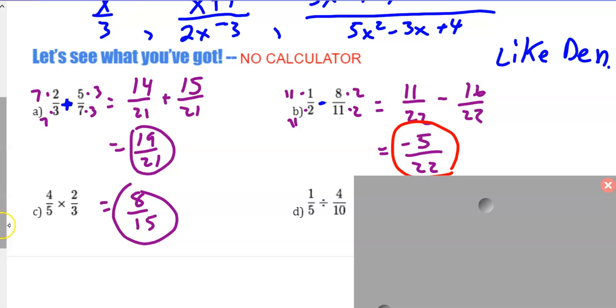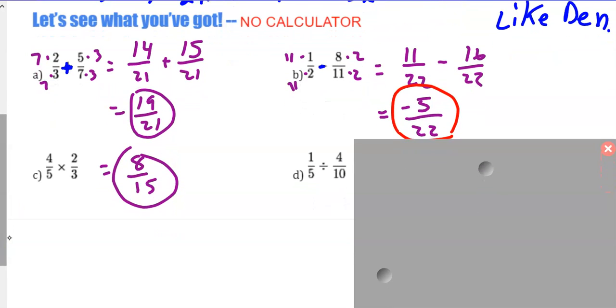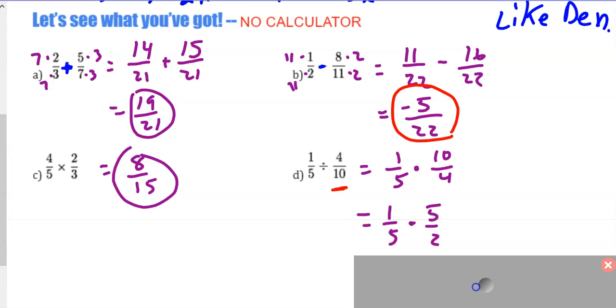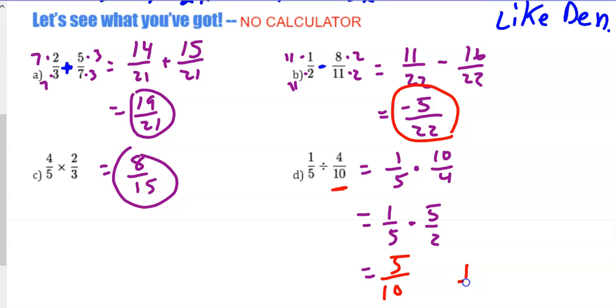D, I want to take a little moment to talk about that one. How do you divide? Well, hopefully you remember that you change it into multiplying by the reciprocal. And the reciprocal is switching the numerator and denominator. Couple different routes you can go here. You can just multiply the numerators together, multiply the denominators, then reduce. I chose to reduce. So I reduced 5 over 2. Now again, I can multiply numerators, I can multiply denominators. I'd get 5 over 10, which is a half.